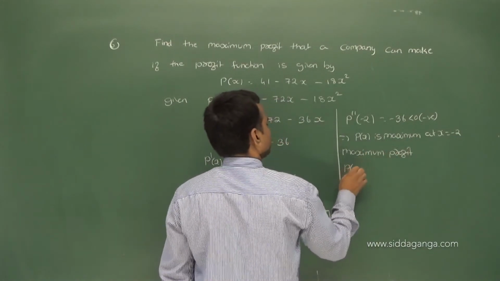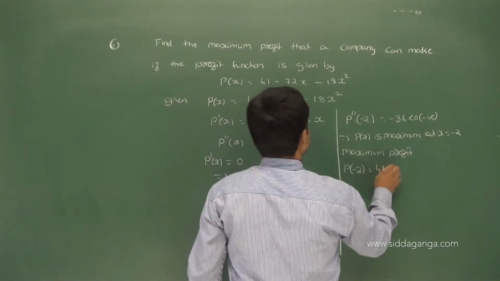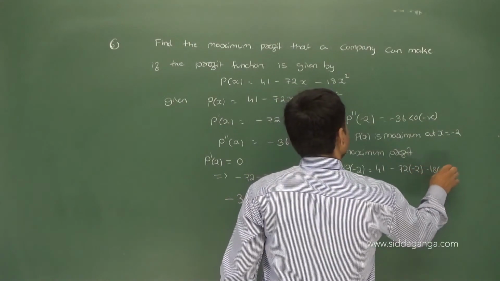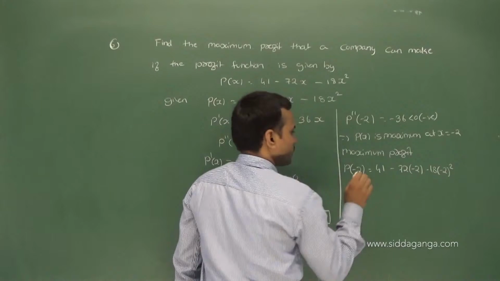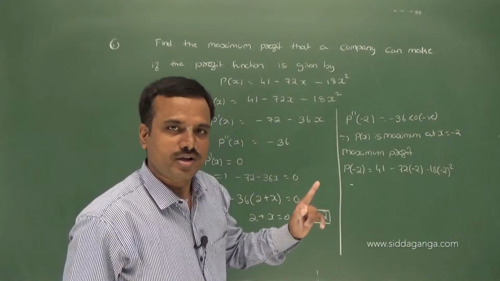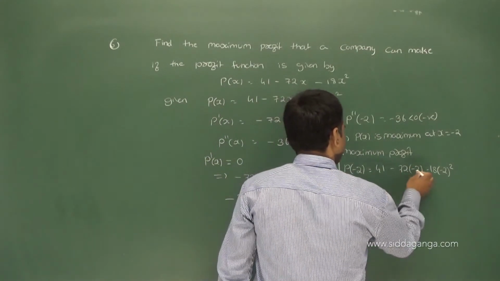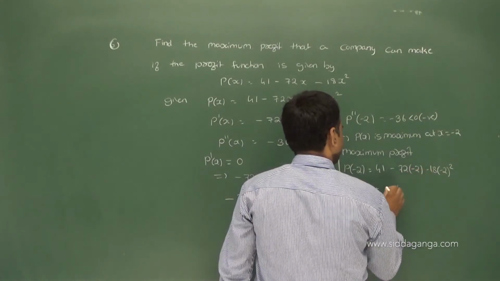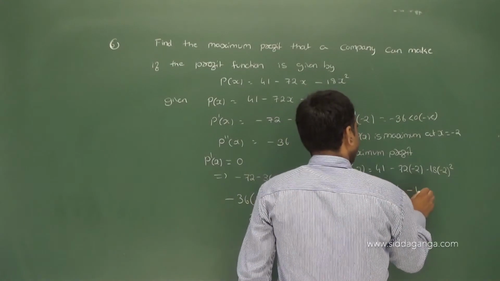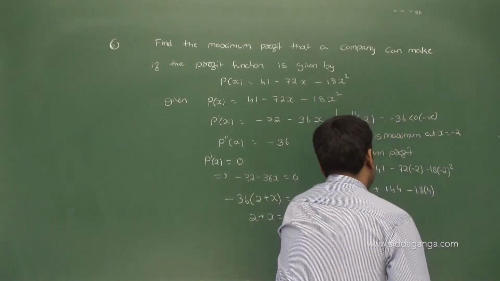P of minus 2. Substitute here. 41 minus 72 into minus 2 minus 18 into minus 2 square. 41 minus into minus plus, 72 into 2 is 144, minus 18 into 4. So we calculate this one very carefully.